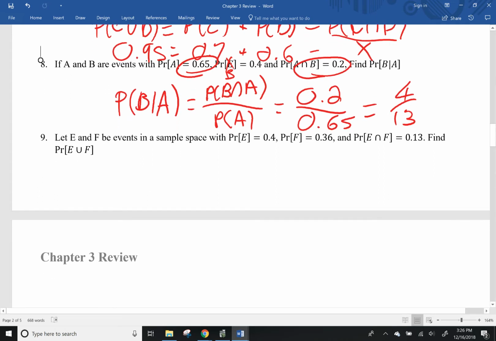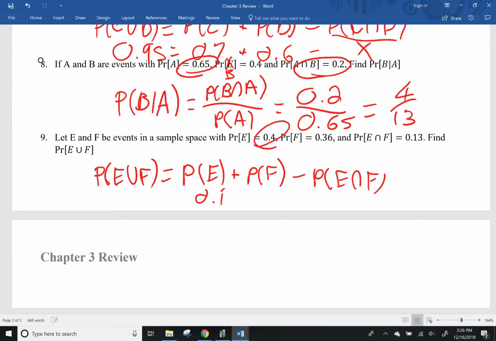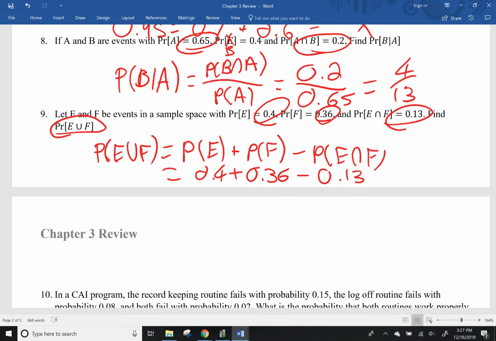So number 9, another one that's pretty simple to use with our formula. Probability of E union F is given by this formula: E plus F minus the intersection. So I know a couple values here. I know that E is 0.4. I know F is 0.36. And I also know the intersection is 0.13. So what's the probability of the union? Well, simply just work that out and you'll get the union. So 0.4 plus 0.36 minus 0.13, whatever that equates to.